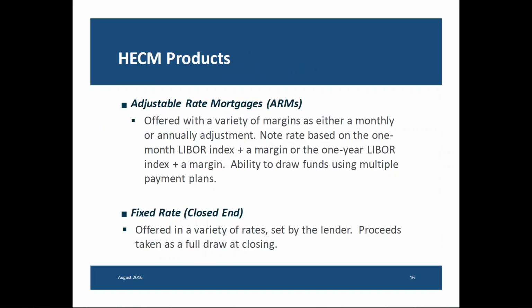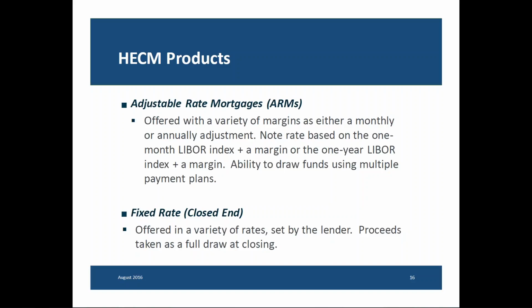Now let's get on to some of the products. HECM products, well, two obvious ones. Adjustable rate mortgages are offered with a variety of margins as either a monthly or an annual adjustment. The note rate is based on the 1-month LIBOR index plus a margin or the 1-year LIBOR index plus a margin. And there's ability to draw funds using multiple payment plans.